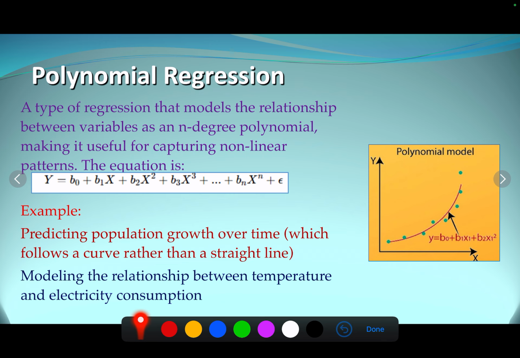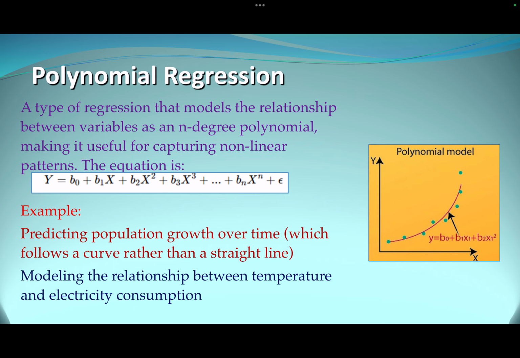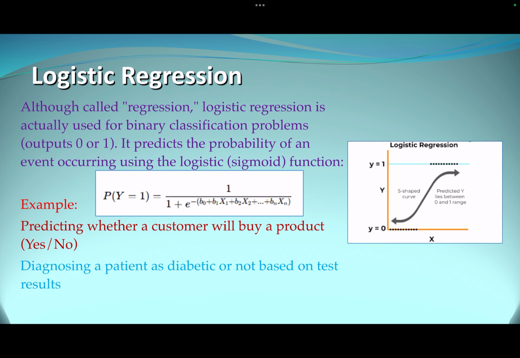For example, if you want to predict population growth over time, it will normally follow a curve rather than a straight line, and therefore here we can make use of this regression. Or whenever we want to model the relationship between temperature and electricity consumption, here also we can make use of polynomial regression.